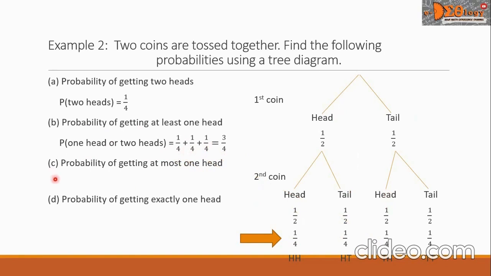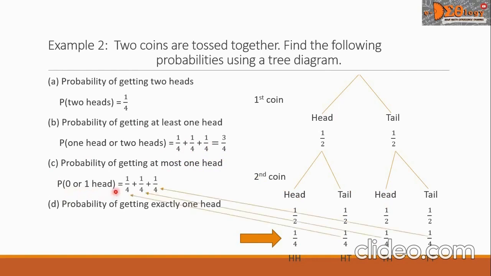Let us go to letter C. Probability of getting at most one head. This means the probability of getting 0 head or 1 head. This is equal to 1/4. It comes from when we have head in the first coin and tail in the second coin. Another 1/4 comes when we have tail in the first coin and head in the second coin, plus 1/4, and this comes from tail in the first coin and tail in the second coin. So we have the answer as 3/4.